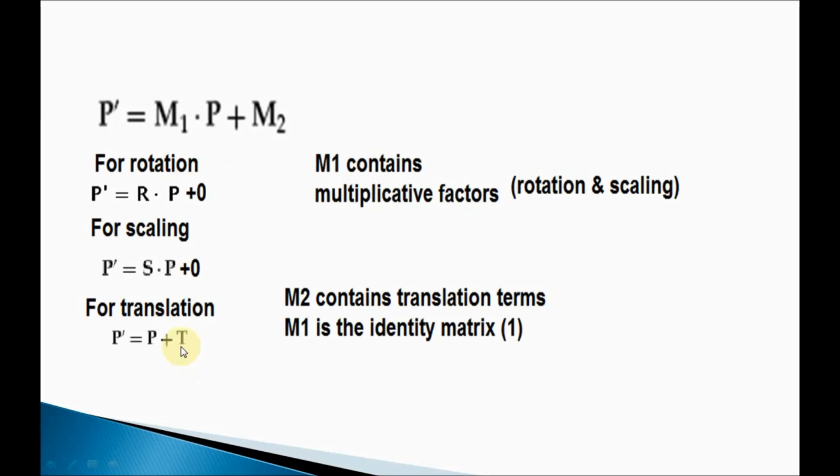But you can ask a question: what happens to M1? I told you M1 is the identity matrix. That's why 1 into P is P only. So P dash is equal to P plus T. So, guys, I take this general matrix representation, and I can convert it into different transformations as I want.